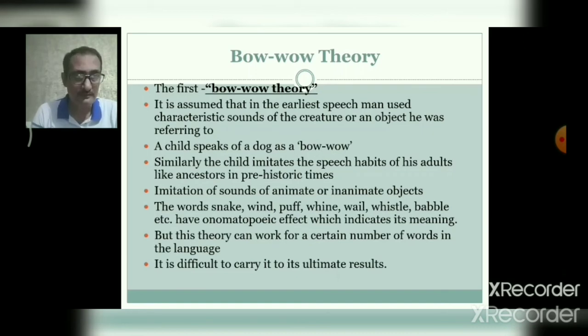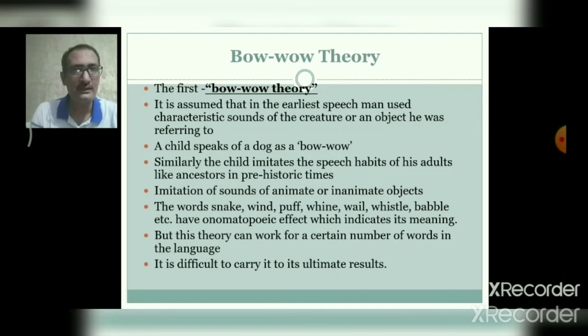meaning of that word. But this theory can work for a certain number of words in the language, because if we test each and every animal, each and every situation or object with this theory, we feel that this theory doesn't fulfill all the requirements. Therefore, it is difficult to carry it to its ultimate results, and we cannot rely fully on the bow-wow theory for the development of a human language.